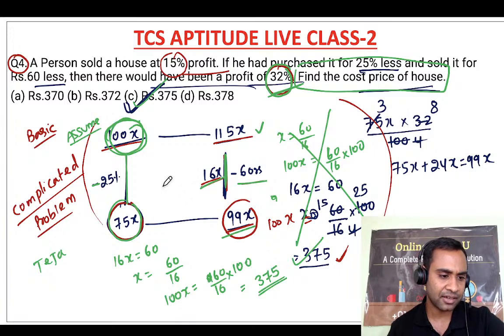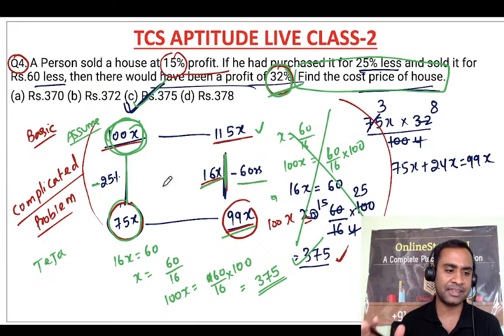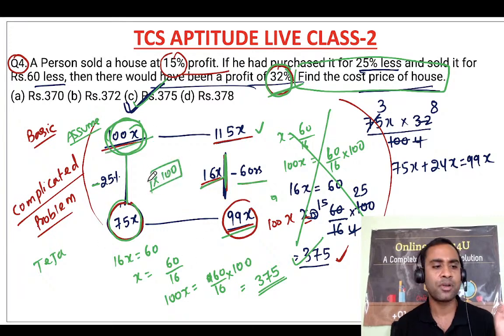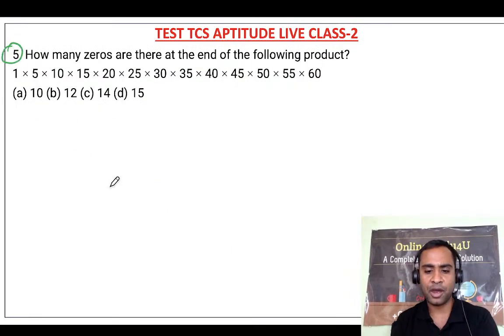The other method is quite complicated, so that's the reason I am not telling you. Now Naveen, is it clear why I multiplied by 100? The reason is that we have to find out the cost price, and the cost price is 100x. Okay, now the next question.